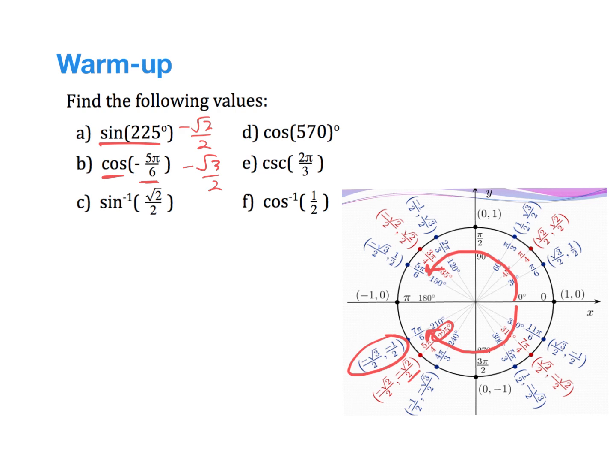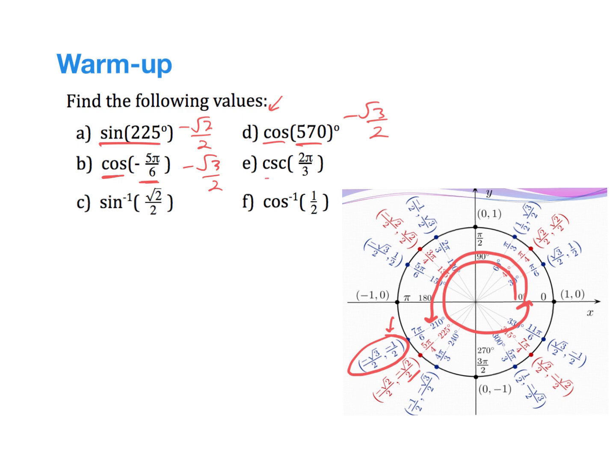If we jump up to D here quickly, here we're finding the x coordinate at 570 degrees. And so if I go in 570, which is not directly on the unit circle, that's exactly once around, 360, plus another 210 degrees, right? And so it looks like I end up at that same coordinate. We're trying to find the cosine, aka x coordinate, so it ends up being the same answer as letter B.